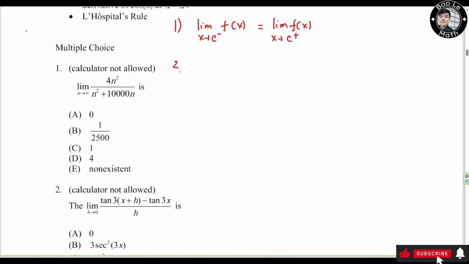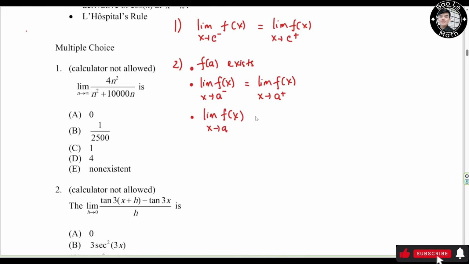Right? Now, number 2, we're going to talk about continuity. A function is continuous at a point x equals a if and only if f of a exists, the limit of f of x as x approaches a from the left equals the limit of f of x as x approaches a from the right, and the limit of f of x as x approaches a equals f of a.